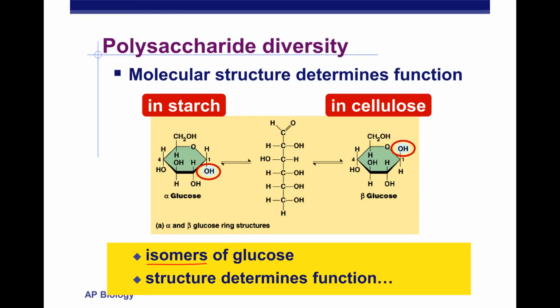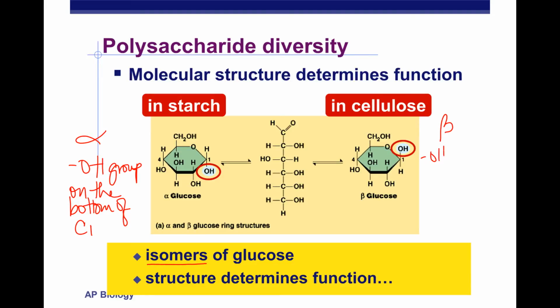So let's write that in. This is our symbol for alpha, and that just means that the OH group is on the bottom, on the bottom of carbon 1. That's the one we care about. And then over here, the beta formation means that the OH group is on the top, and that is the top of carbon 1. Okay, so literally the only difference is the location of that OH group.